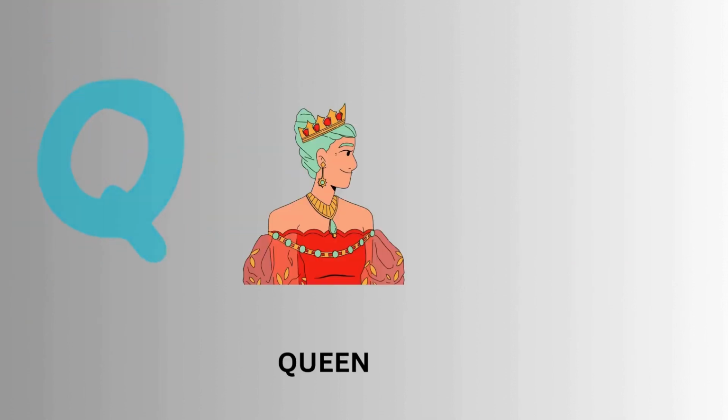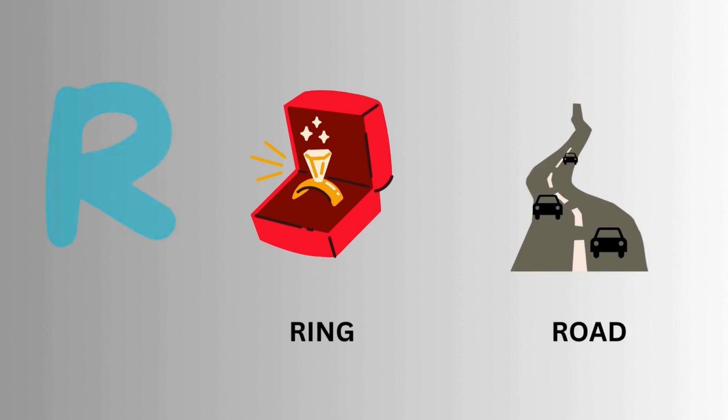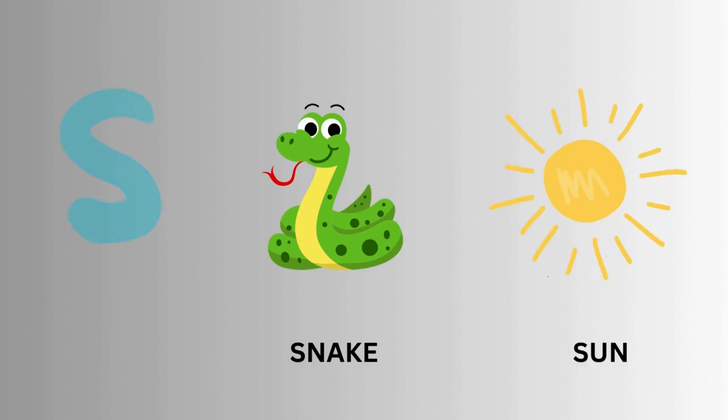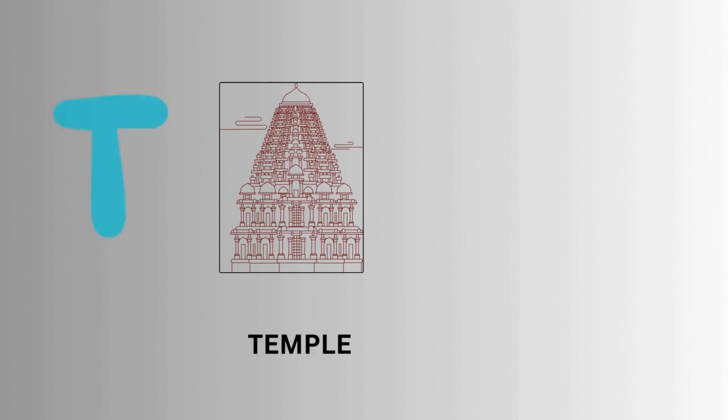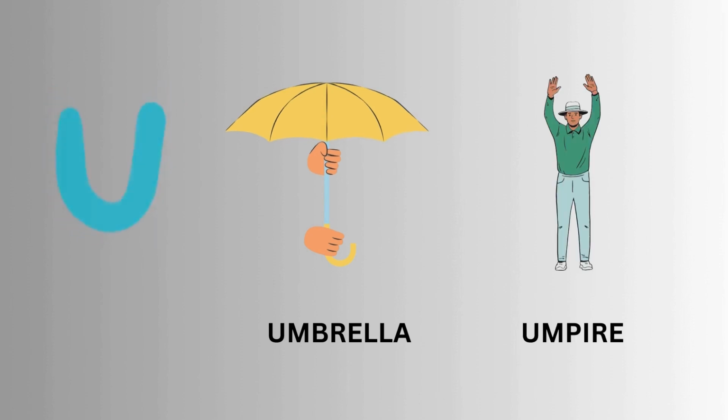Q for queen and Q for queue. R for ring and R for rose. S for snake and S for sun. T for temple and T for truck. U for umbrella and U for umpire.